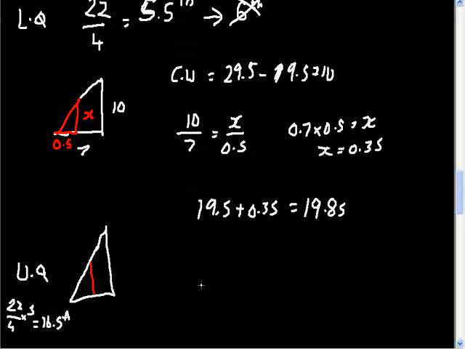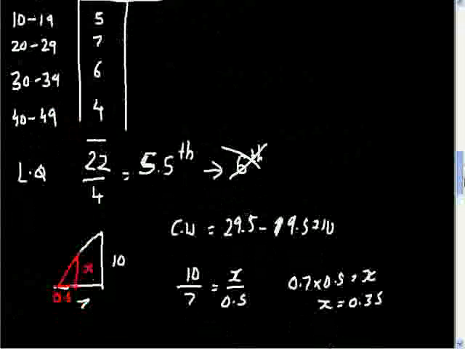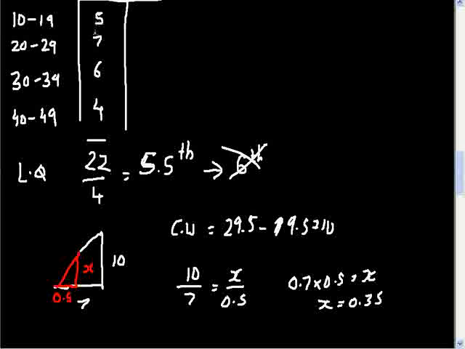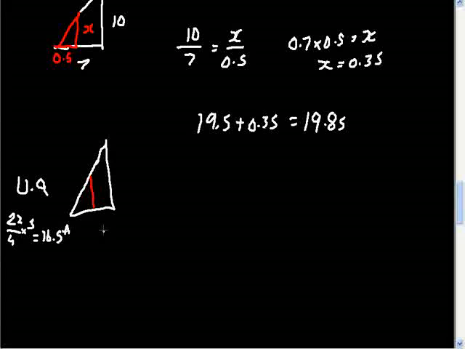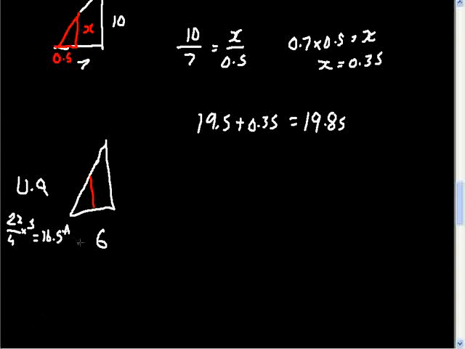Now let's look at the upper quartile. The upper quartile is the 16.5th person. Now where is that? 16.5. You've gone past 12, so the 16.5th person will be in this category. That's 12, so therefore that's the 4.5th in that category. So you have 6 in that category.